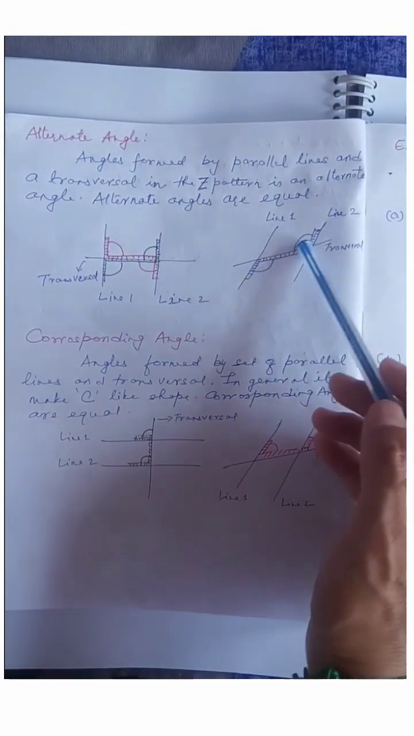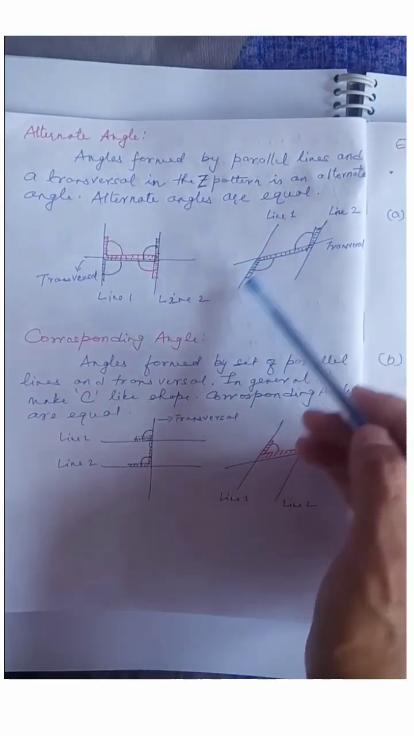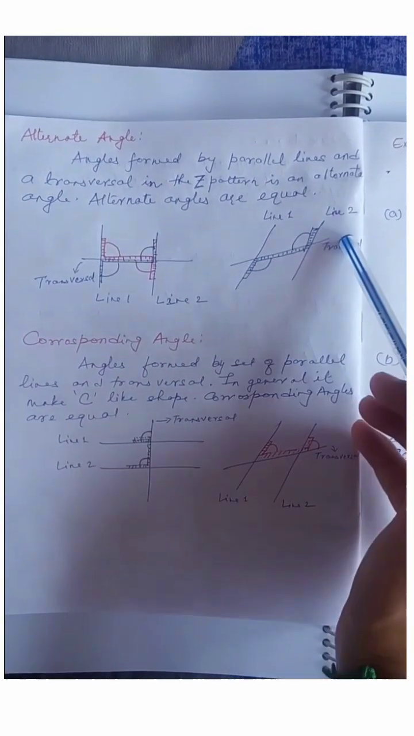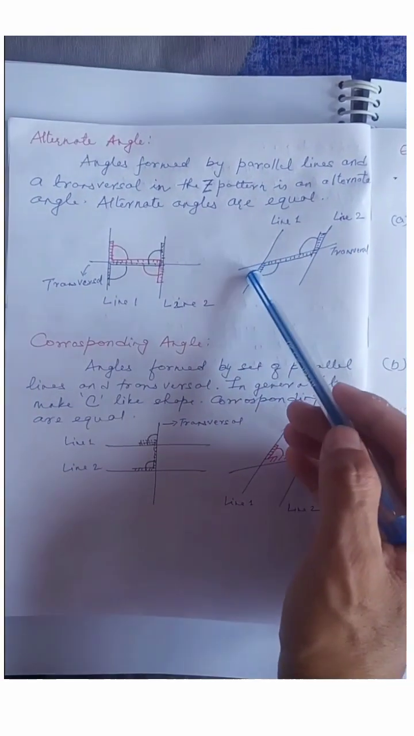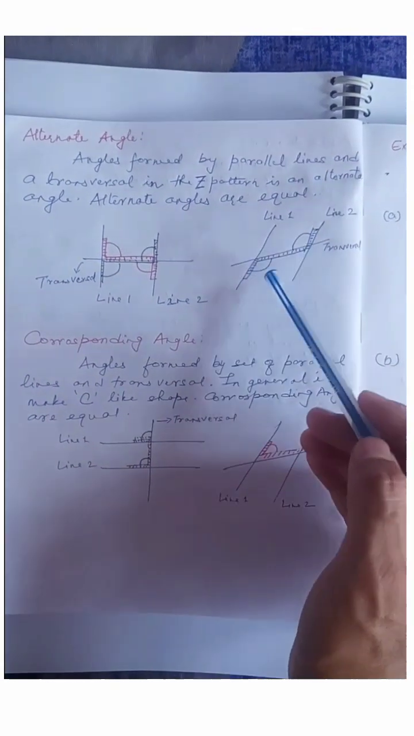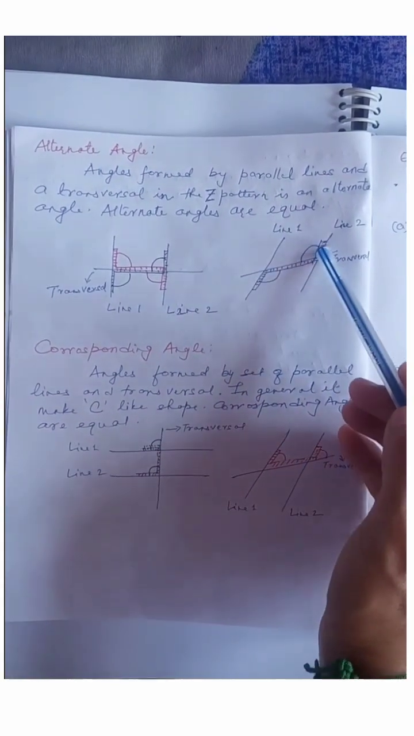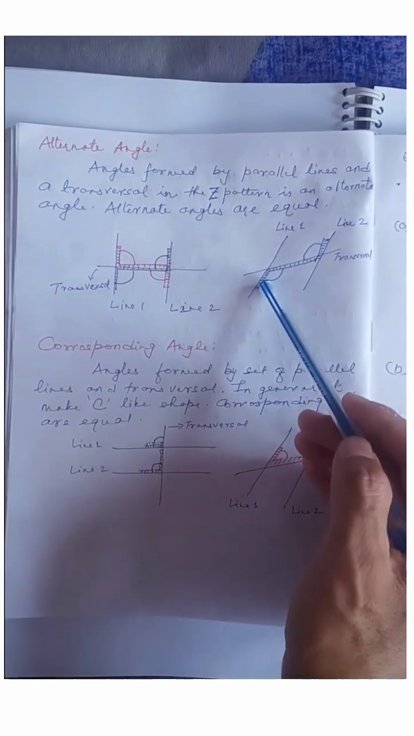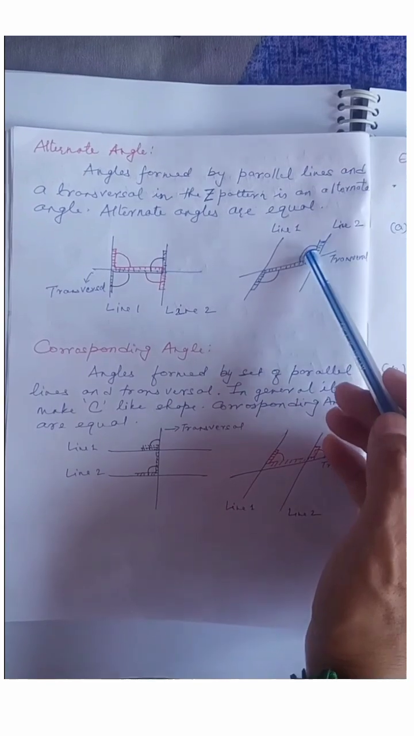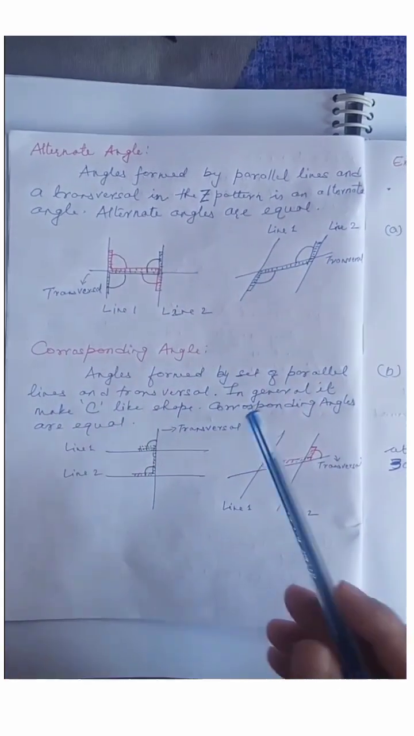Let us take another example in another orientation. This is line 1 and line 2, and a transversal crosses them. So a Z pattern angle is being formed. So this is one angle, this is another. So these two angles are a pair of alternate angles.